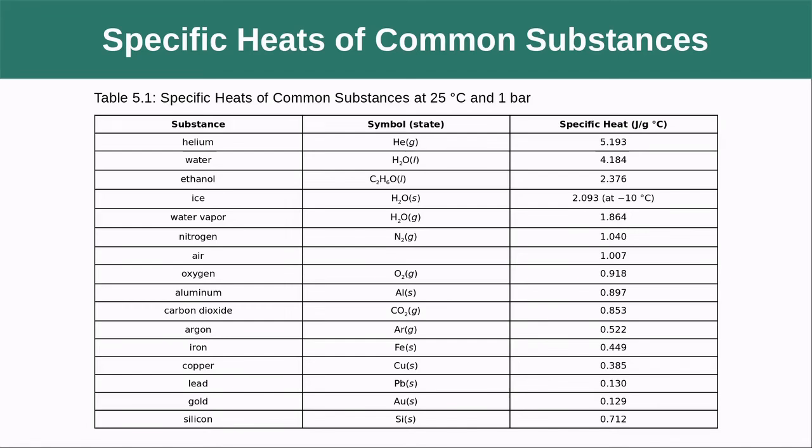So one thing that we can do when we're using specific heats is have various ones for all of our different compounds that we're using. So we know that whenever we have a system that's just helium, it's going to have a specific heat of 5.193 joules per gram Celsius. A lot of our calculations are going to involve water, and you're going to see that number again, 4.184 joules per gram Celsius is its specific heat.